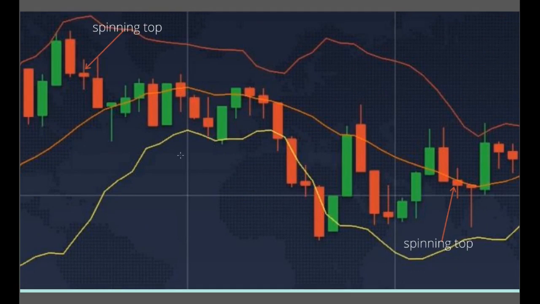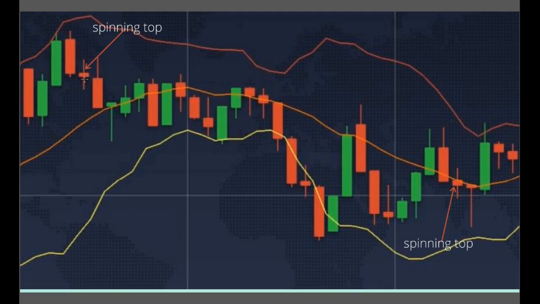Let's move on to the spinning top. The spinning top is like the twin brother of a doji, but this particular candlestick has a larger body. The spinning top usually forms in the middle of a wick. The spinning top also indicates a measure of indecision.